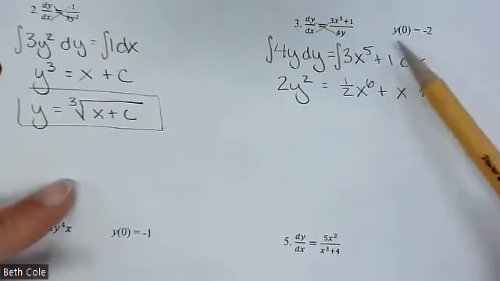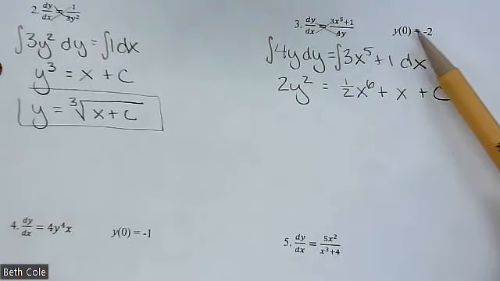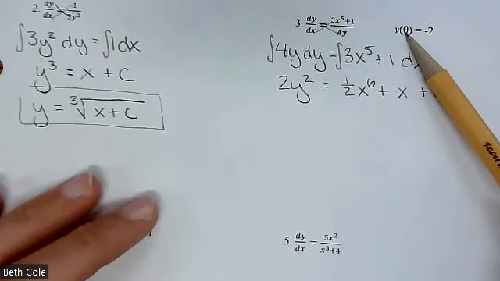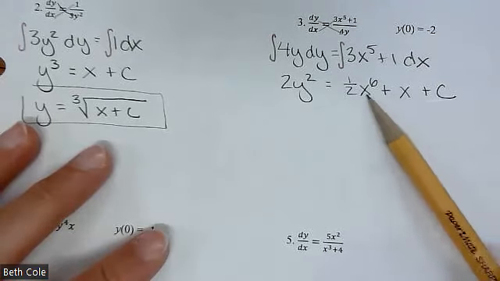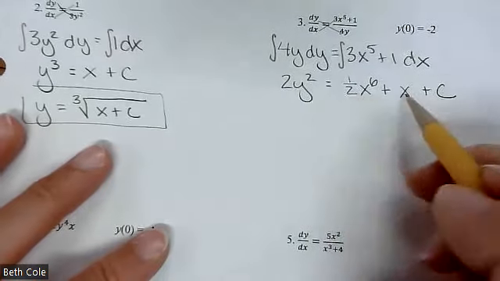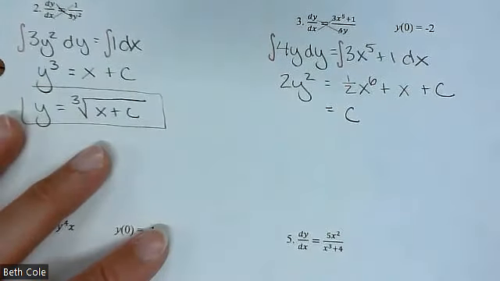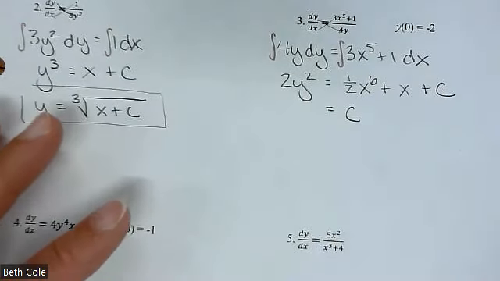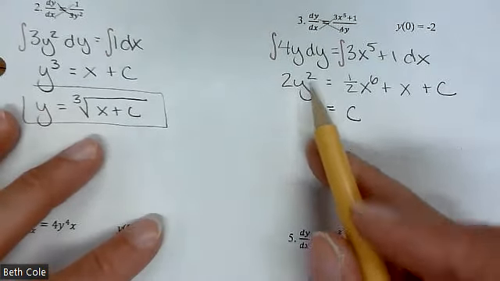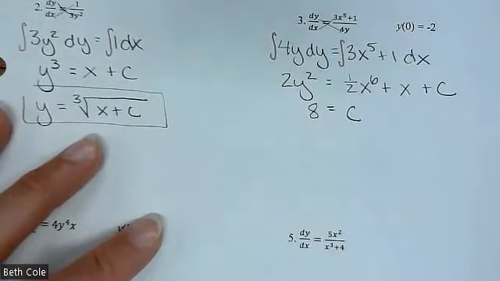Now this one has an initial condition. So we're going to plug in 0 for x and -2 for y and see what we get. If you plug in 0 for all of these x's, this would all just be 0. You would just end up with c on that side. If you plug in -2 over here, what are you going to end up with? 8. Good.